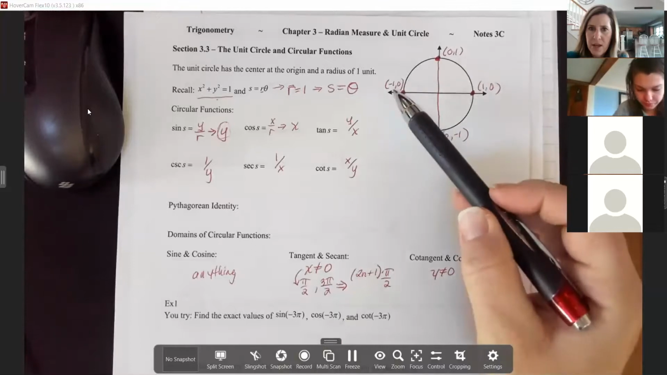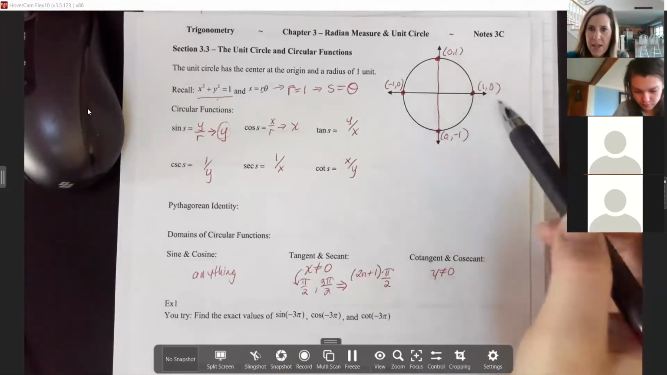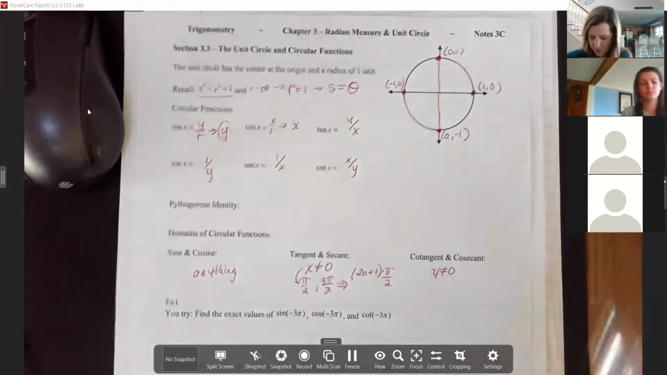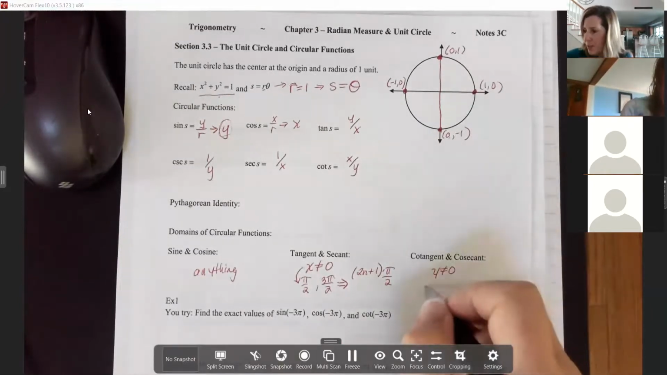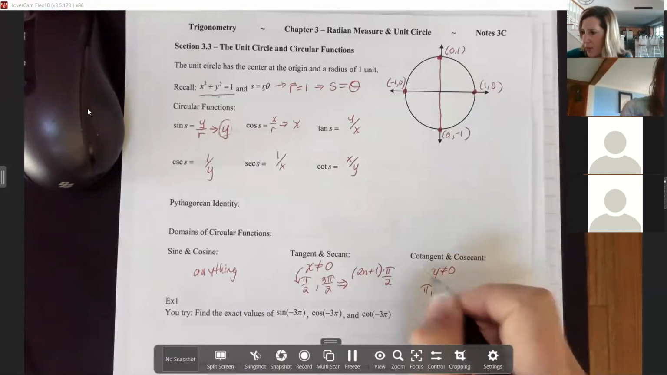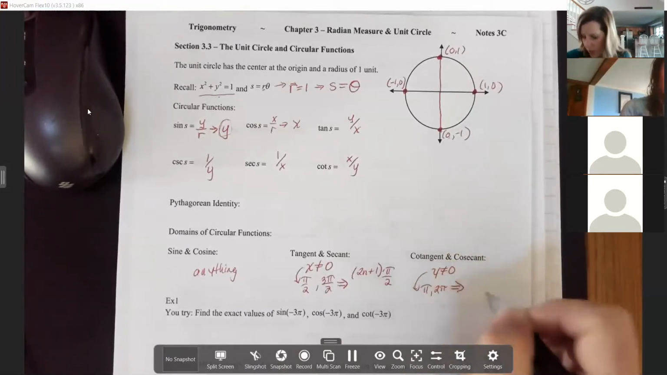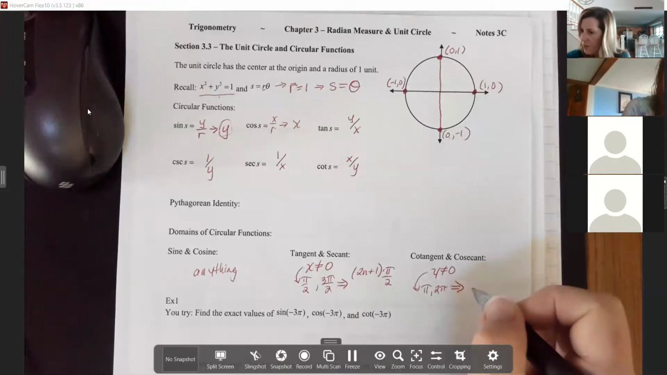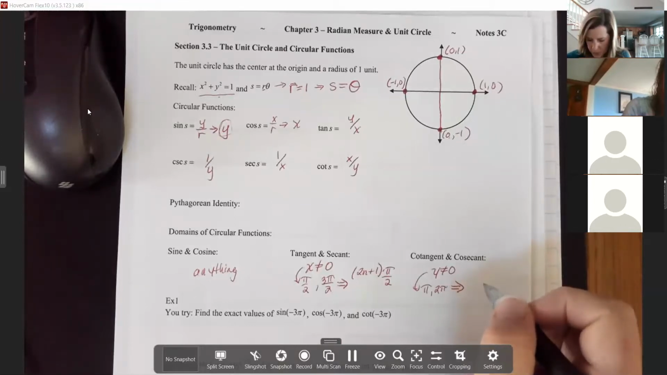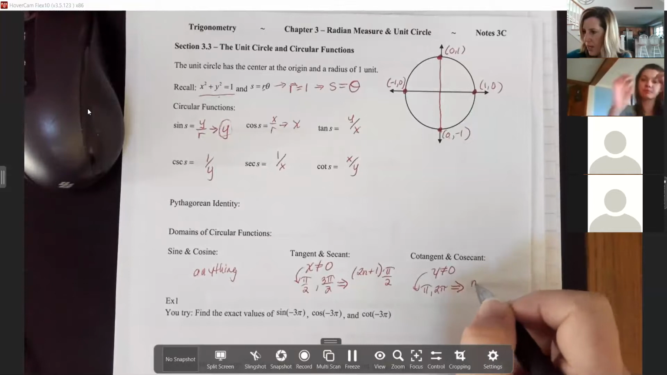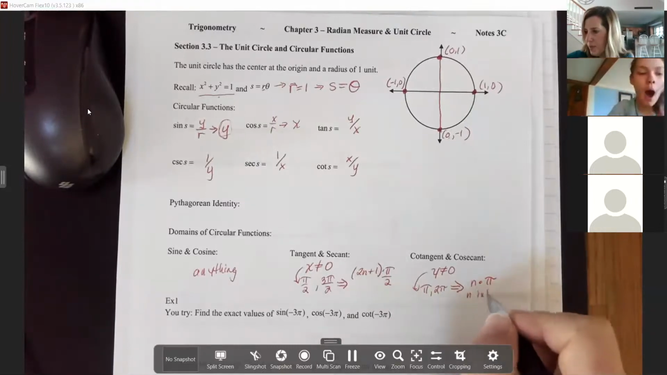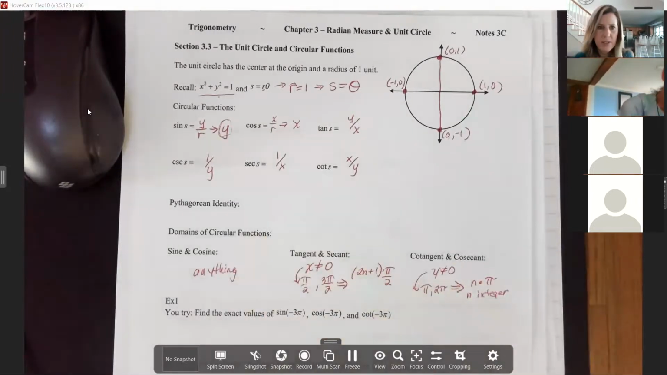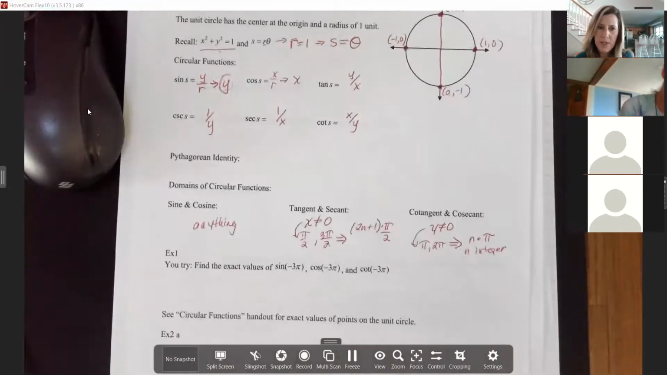At 0, at pi, and then again at 2 pi, so on and so forth. Does that make sense? So that's pi, 2 pi is where that's going to happen. So the way we did that, it's any multiple of pi, right? So we said n times pi, where n is an integer. Does that make sense for all that? Does that kind of put things in perspective?